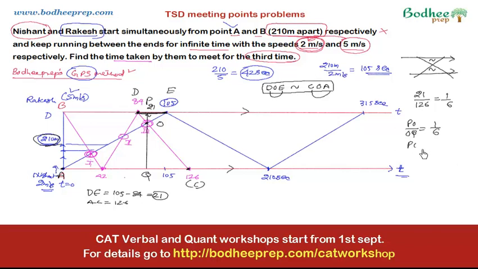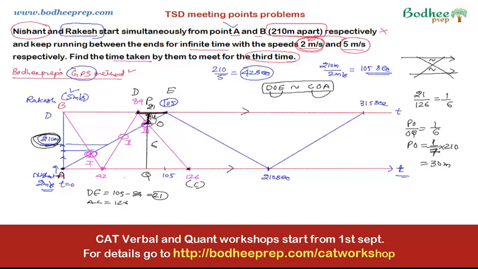So what is PO then? PO would be 1 by 7 times, because this is one part, this is 6 parts, the total is 7 parts, and the total 7 parts is 210. So we can say that PO would be one part out of the total 7 of 210, which comes out to be 30 meter. That means this distance is 30 meter.